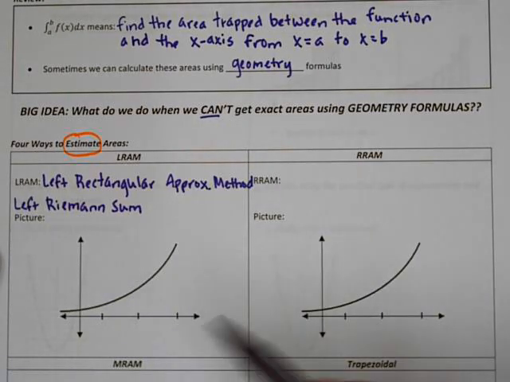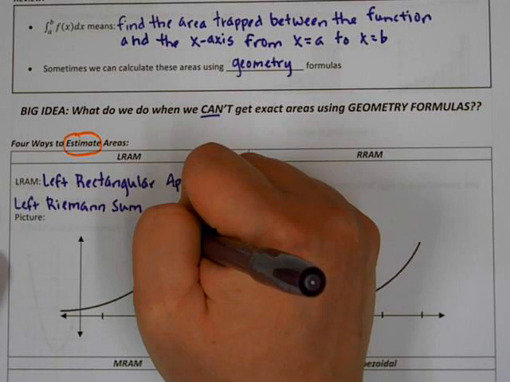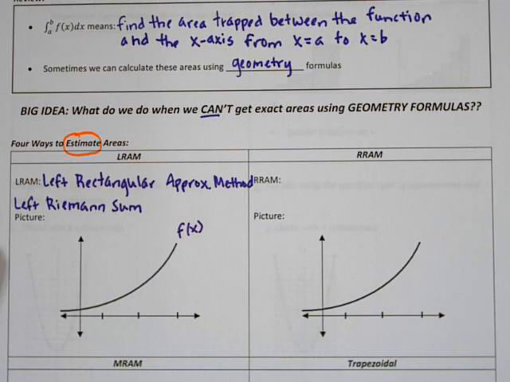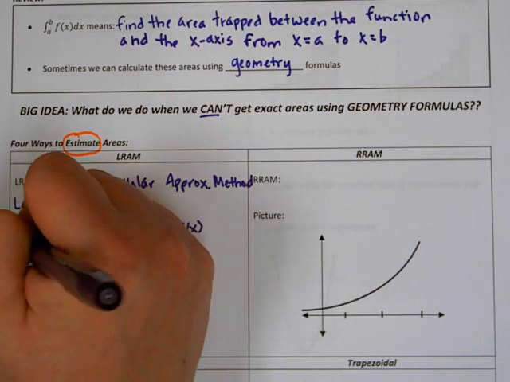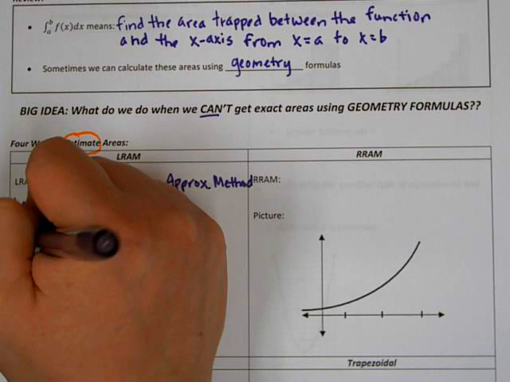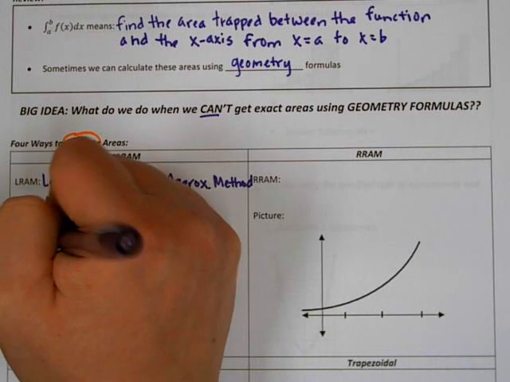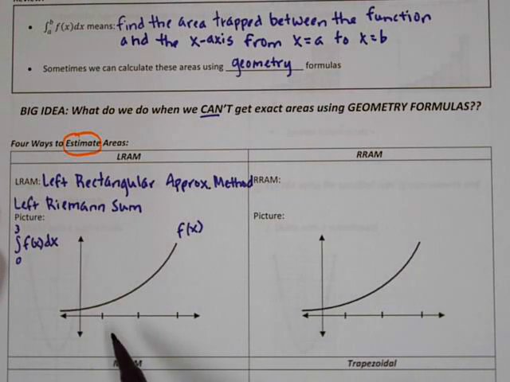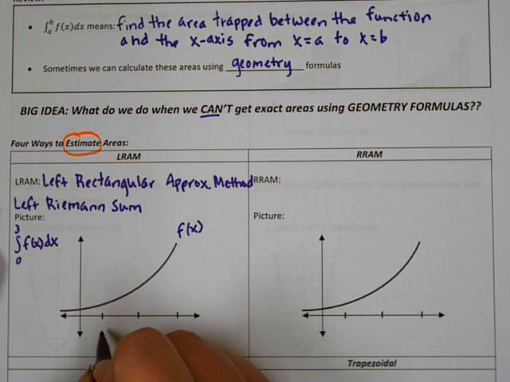All right, so let's take a look at this function here. I'm going to go ahead and call this f of x. And let's say we want to find the integral from 0 to 3 of f of x dx. So what we're going to look at here is 0, 1, 2, and 3 right here.